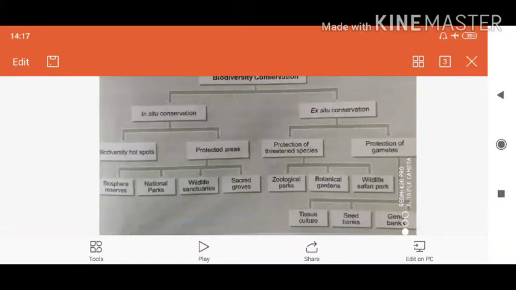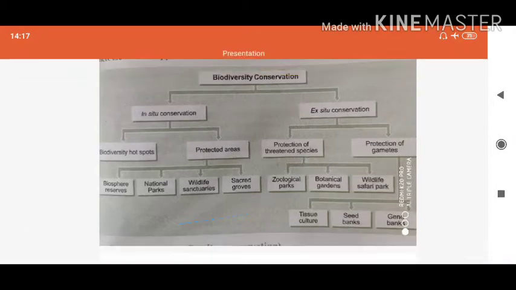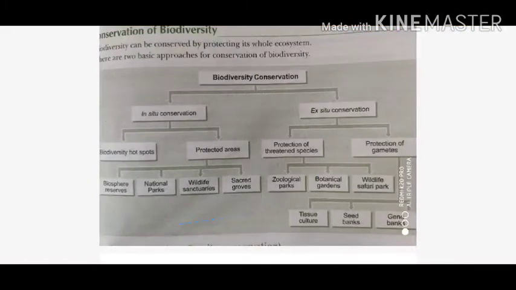Now another way of ex situ conservation is protection of gametes. Gametes means the sperms or the male gamete, the pollen grain, the female gamete, all these things are collected and kept. Now the issue with collecting and keeping them is that they have to be maintained at very low temperature. So there is a process involved, which we call cryopreservation, maintaining at very low temperature so that the things are preserved for a longer duration of time.